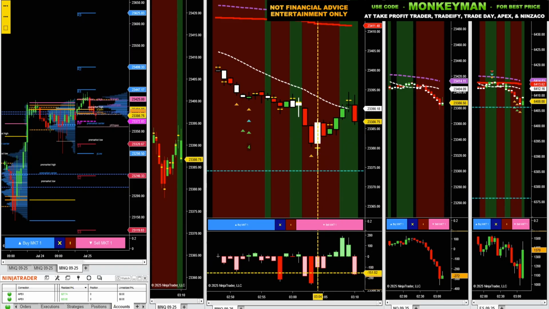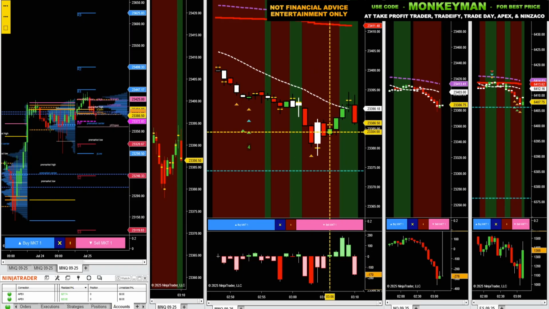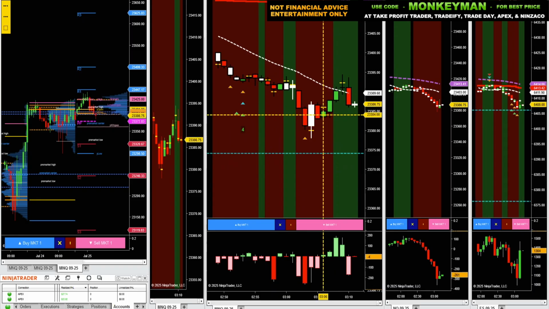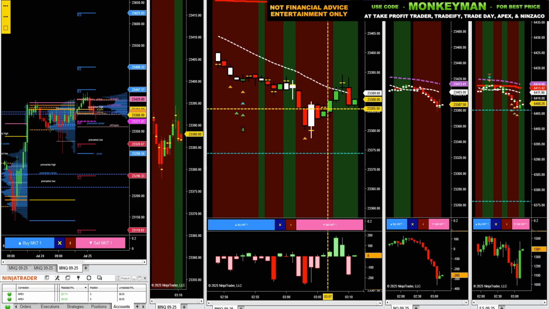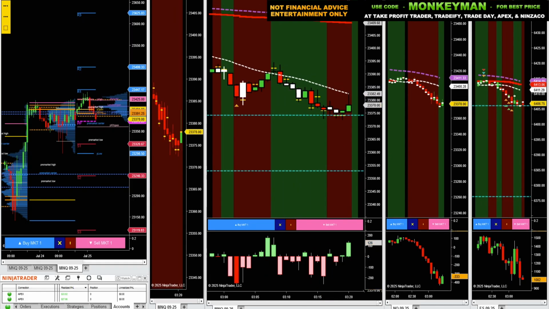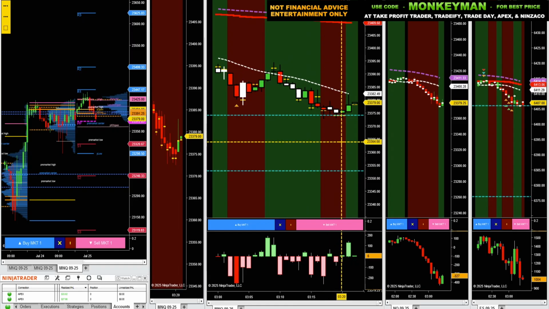Saw delta drying up here. Then on this candle, we've got the green trend flow delta candle. So I hopped in on a little long. Was looking for a retracement back up to the 20, which we got. I just hopped into a little bounce long trade.